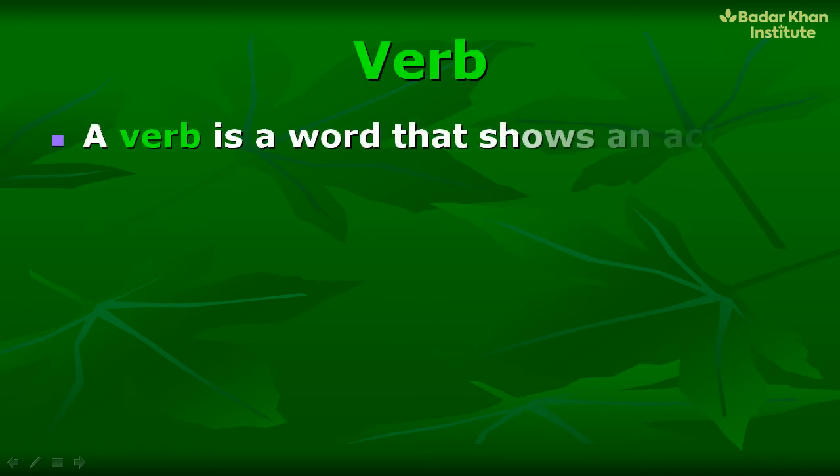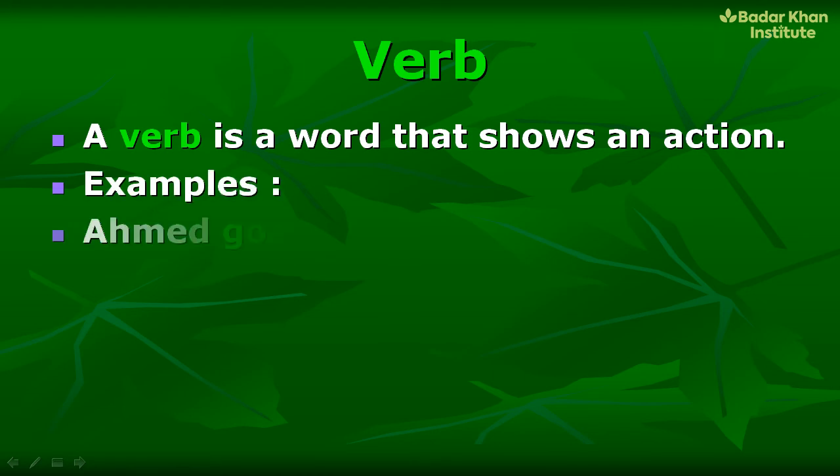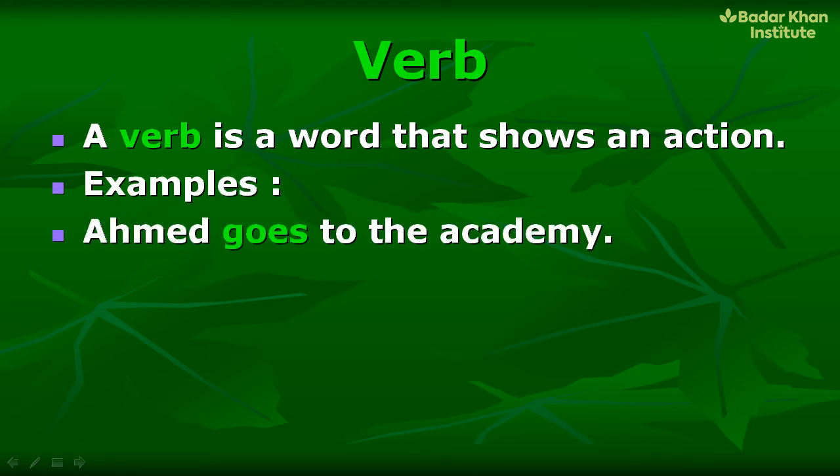So let us start with verb. What is a verb? A verb is a word that shows an action. Examples: Ahmed goes to the academy. In this sentence, goes is a verb or an action or a work. Ahmed is subject. To the academy is rest of the sentence.